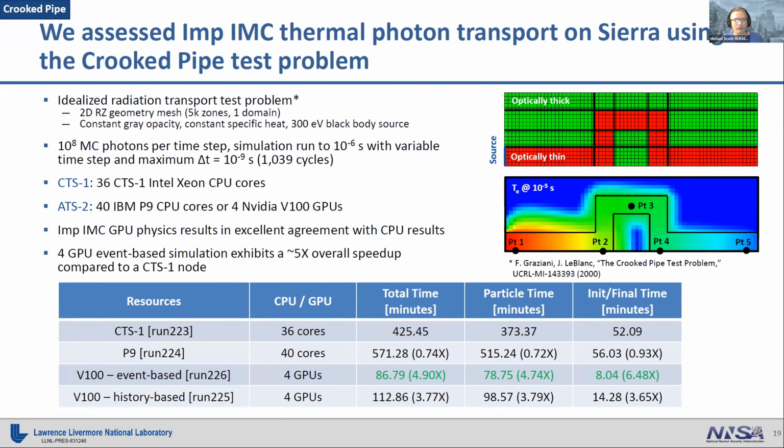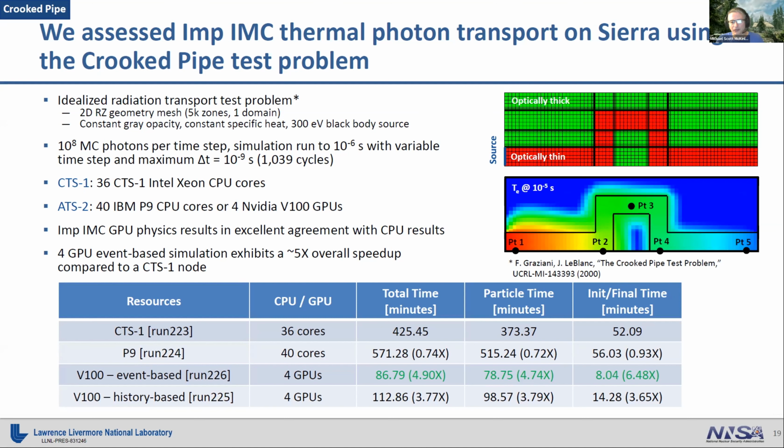For the crooked pipe problem in IMP, it runs about 1,000 cycles with about 10 to the 8th particles, and it's a 2D RZ geometry. So it's the same compute things we're comparing against. It's going from CPU to CPU, from CTS1 to Sierra. We slowed down 25%, which is kind of surprising.